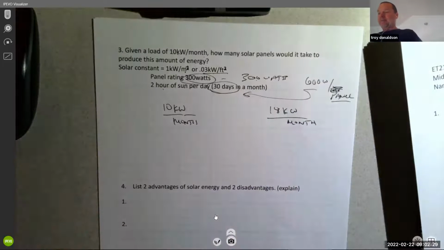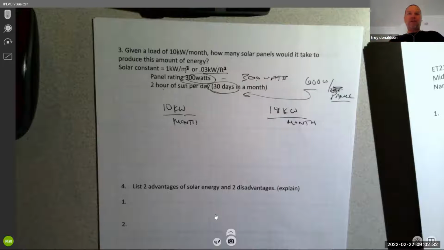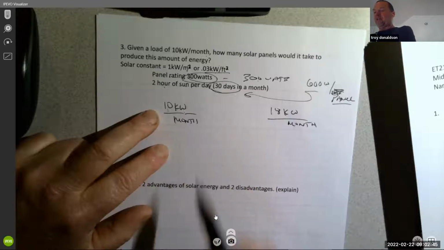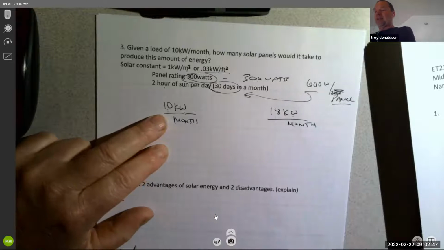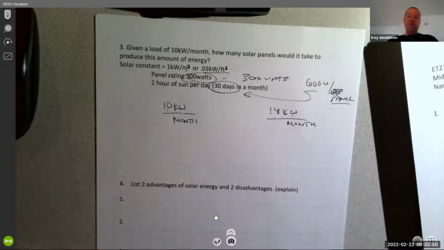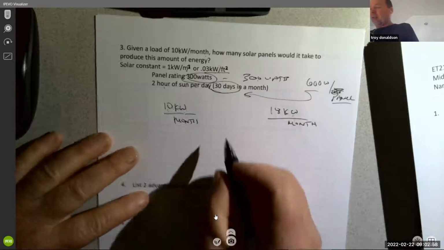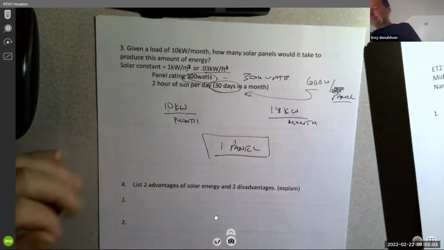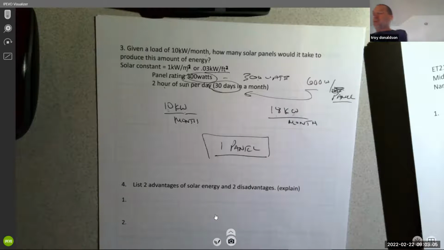It's big. But that's, you know, if we get all of those sunny days and we don't have any reason to reduce this. I didn't give you a solar day count or anything, I just said 30 days. So this one panel is clearly going to produce enough for this 10 kilowatts. It's going to produce 18 kilowatts, right? Because it gets 2 hours a day times the 30 days. So I didn't mean for this to be any more complicated than that. This should just say one panel. All right, let's keep going.